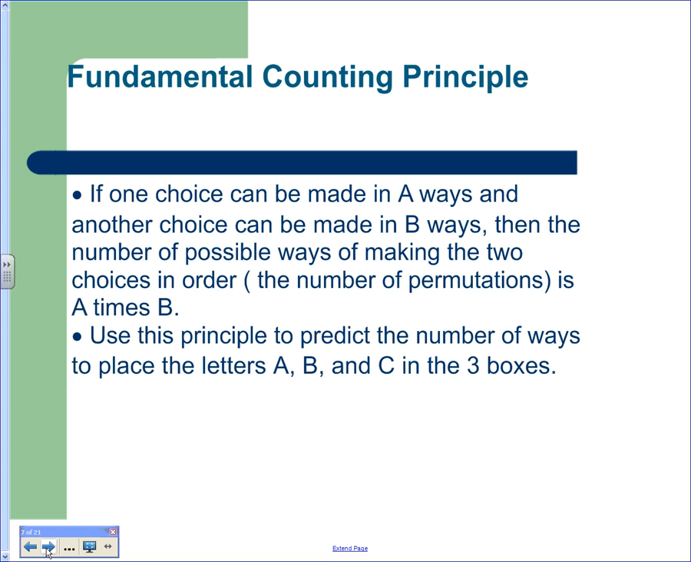So, if one choice can be made in A ways and another choice can be made in B ways, the possible ways to make all of those is multiplying them together.